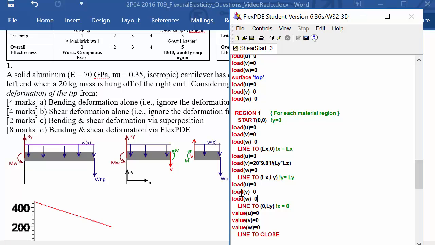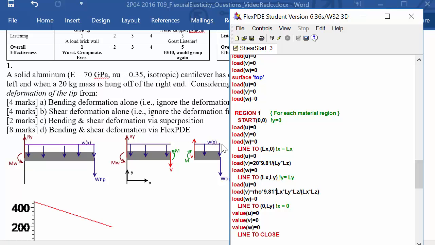You could over that thing write a load in the negative y direction, which is equal to the total weight of the beam distributed over that surface. So that would be the density times the 9.81 multiplied by the volume, Lx, Ly, Lz, and then divide that by the area of the top, which would be Lx times Lz, right? So this is one way to do it.